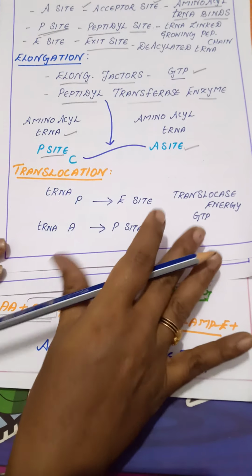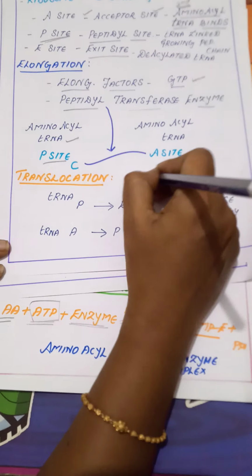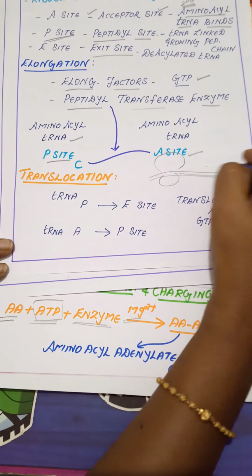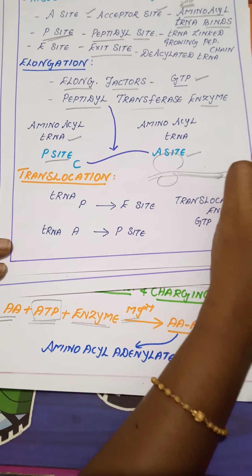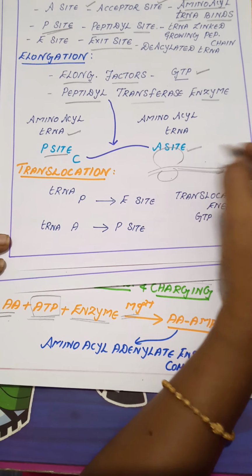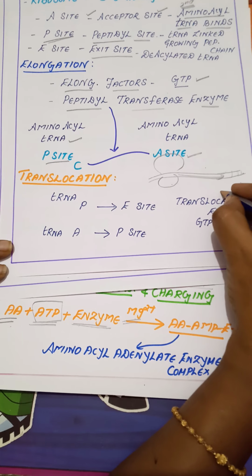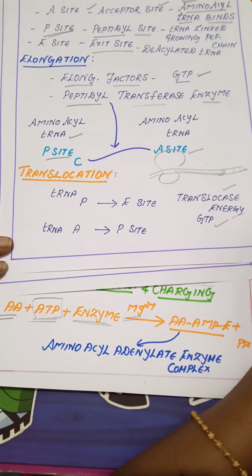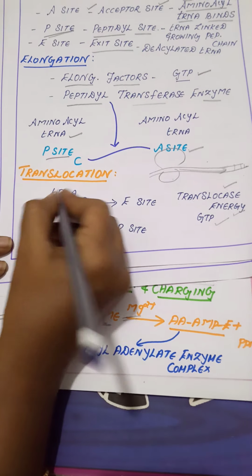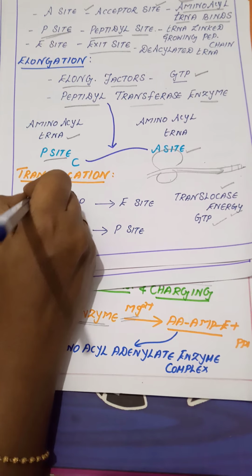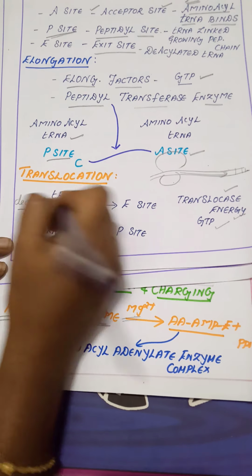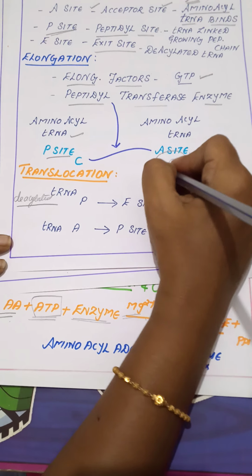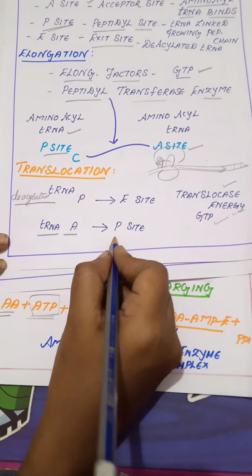Next one, translocation. What is translocation? The ribosomes start moving towards the mRNA codon till it reaches the nonsense codon. Okay, that is translocation. That requires a translocase enzyme and the energy which is supplied in the form of GTP. Okay, now what is that tRNA? Deacylated tRNA. Deacylated in the sense the tRNA without the amino acid, that moves from the P site to the E site. Okay, what is it? A site to P site.